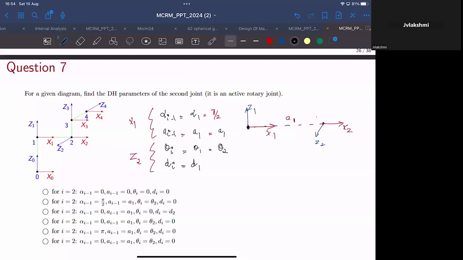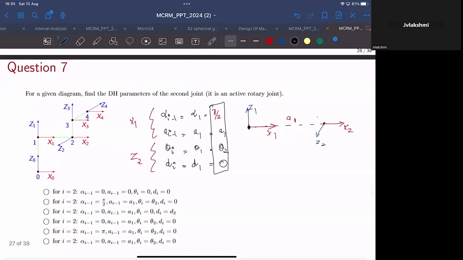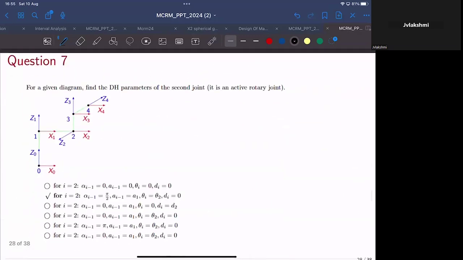And d i would be the distance you have to move along z2 so that the perpendicular distance between x1 and x2 can be accommodated. Since the perpendicular distance is already 0, you don't have to move any units along z2. So in that case, d is 0. Our DH parameters are pi by 2, a1, theta 2, 0. I think that is also option B. Check the answer. That is indeed correct.